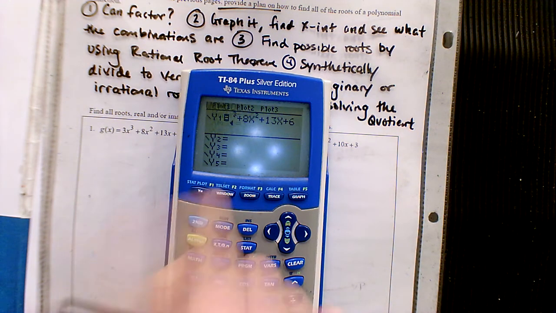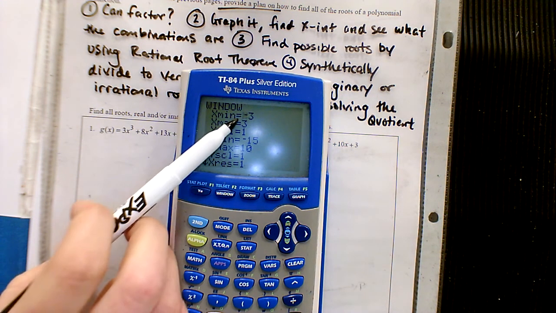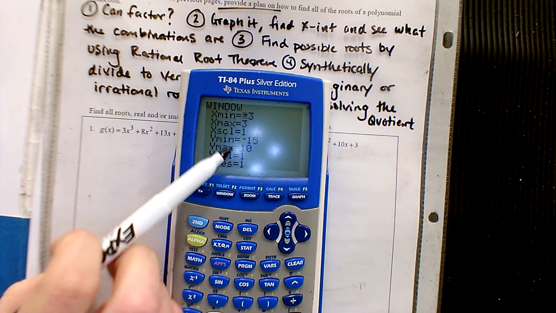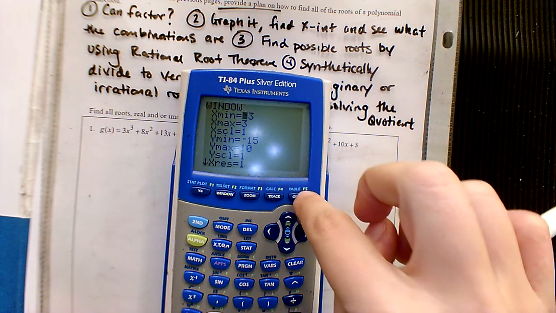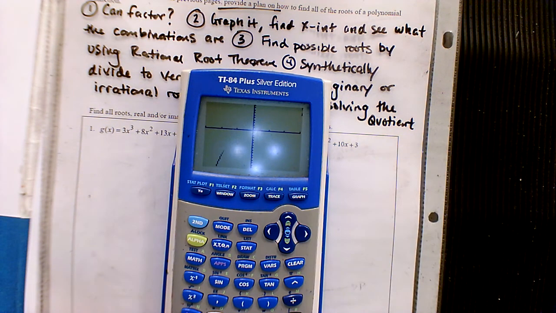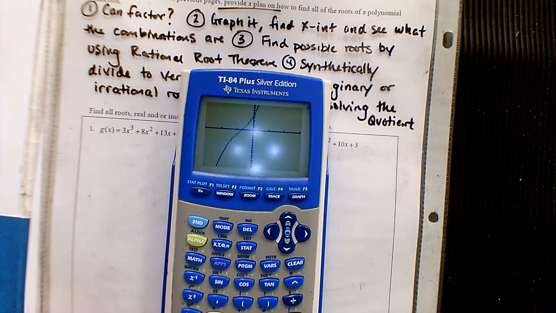Before you hit graph, check your window. Right now, mine's set to -3 and +3, -15, +6. I don't know if this is going to be good or not. That's just what it is right now. All right, let's hit graph to see if it's good enough. I think that's pretty good. We can see an x-intercept, right? No need to change it.